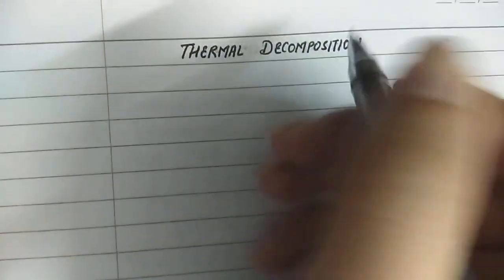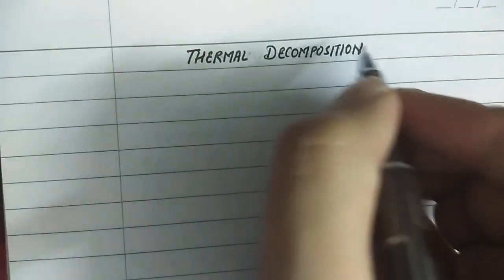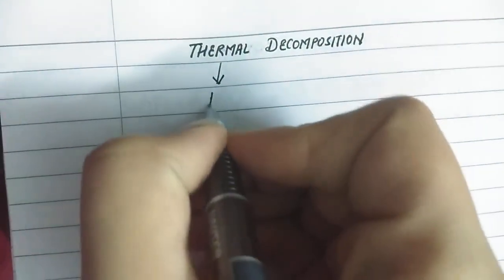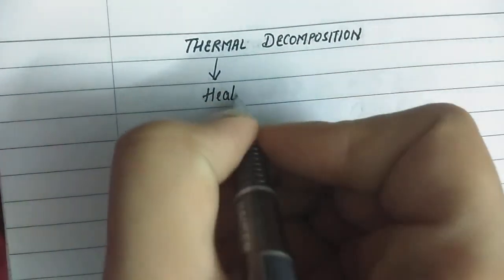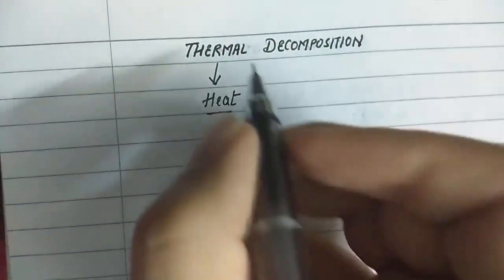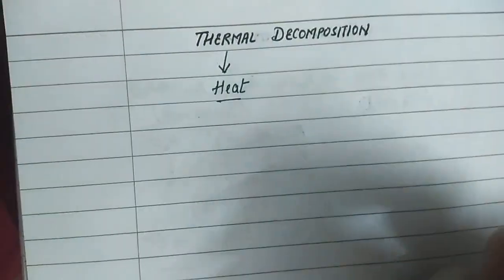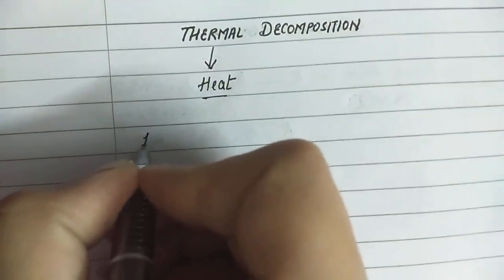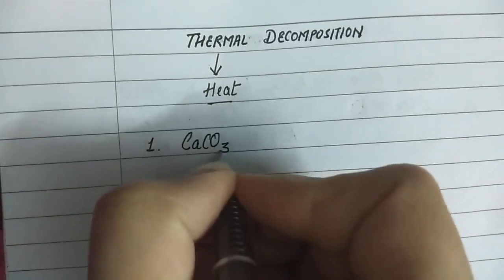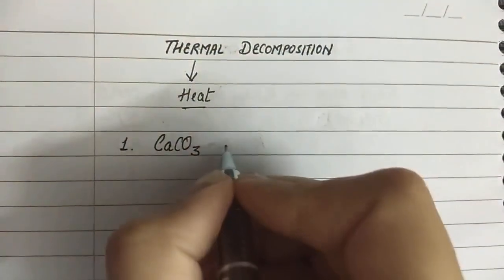Thermal decomposition. Now we have already seen what a decomposition reaction is. Now if decomposition takes place by the action of heat, then in that case we call it a thermal decomposition reaction. Let us see some of the examples. First is the thermal decomposition of calcium carbonate.